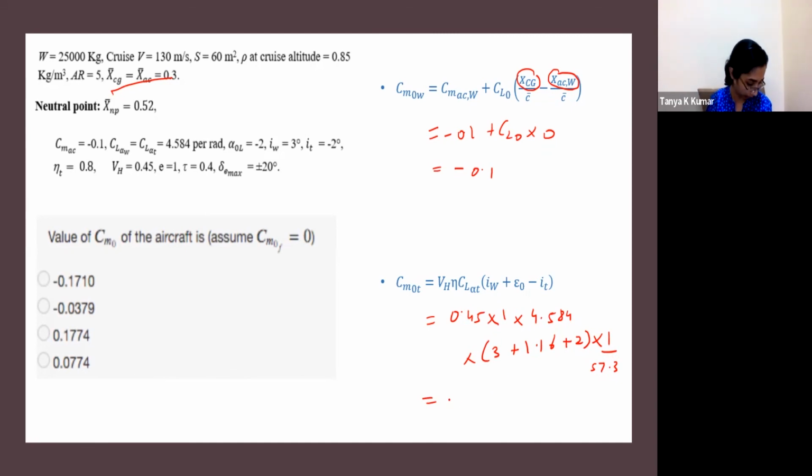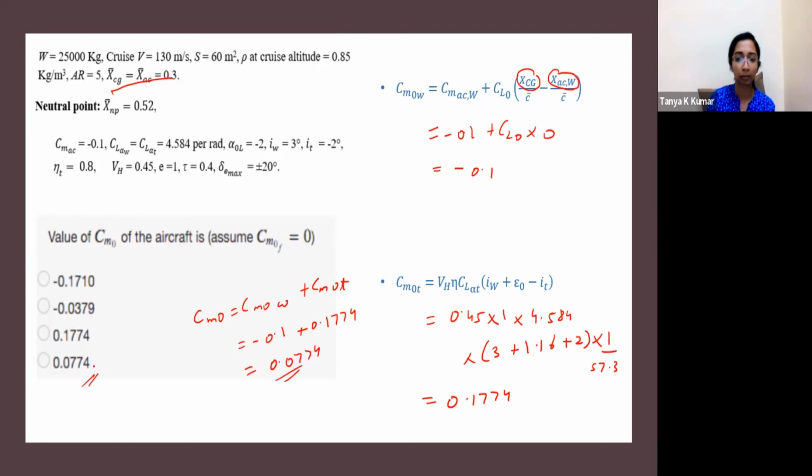Comes to 0.1774. So the overall contribution, that is Cm naught, is Cm naught of wing plus Cm naught of tail, which is minus 0.1 plus 0.1774. What is this value? 0.0774. Right? So this is the correct answer.